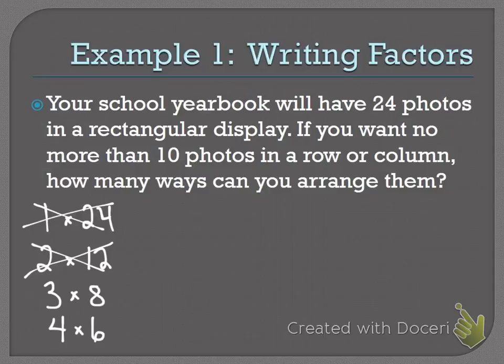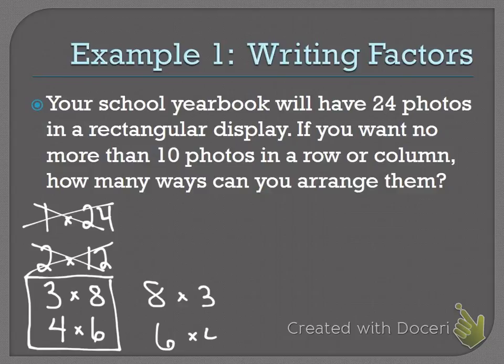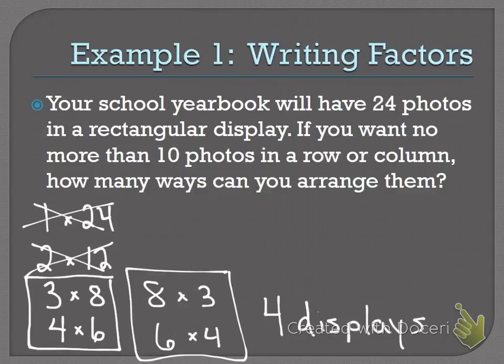All right, so I can have 3 rows of 8. I could have 4 rows of 6. Could I flip it? Could I have 8 rows of 3 and 6 rows of 4? Would that be different? Yes. So 4 displays possible. You see how we did that? We figured out the factors and we could arrange them in different orders to get those different numbers. All right, so it's going to be 4 displays.